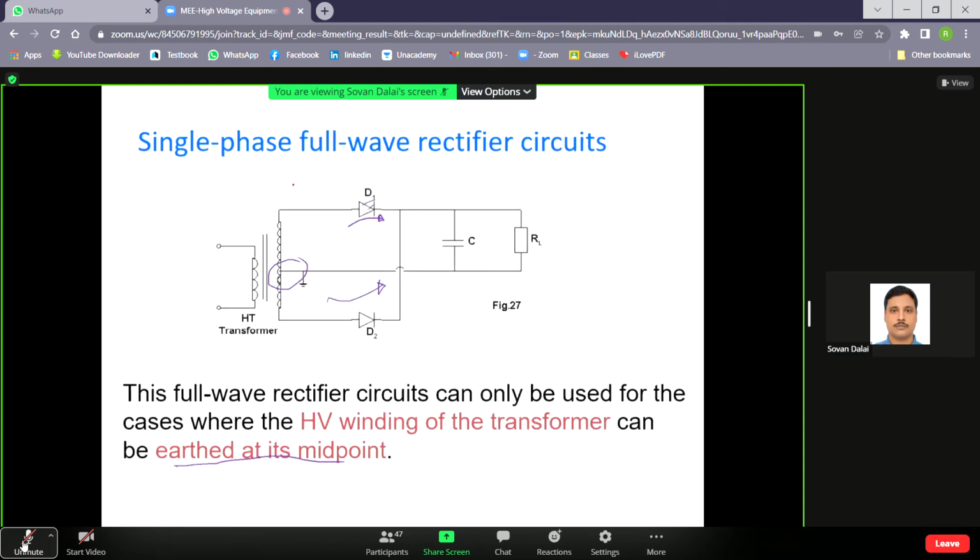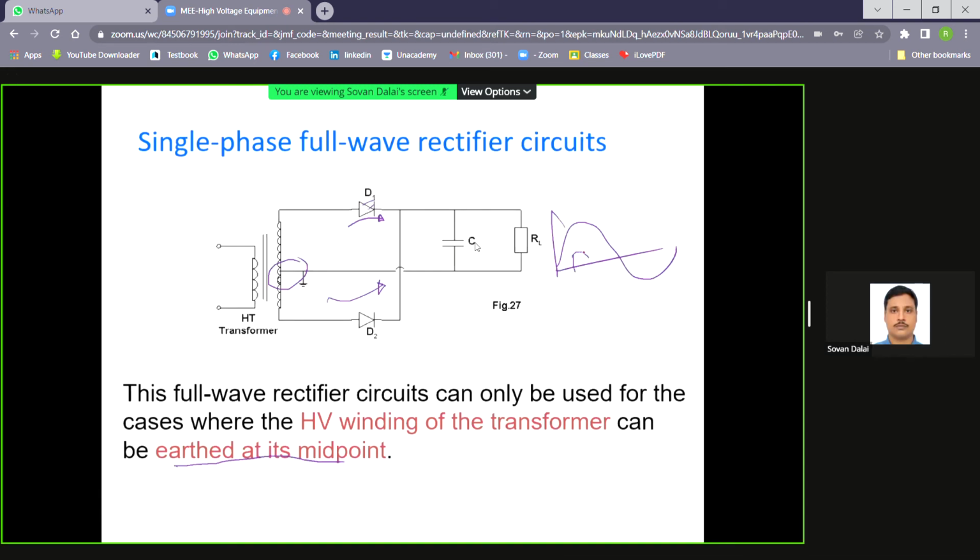Yes, because there is more or less in both the halves conduction period, they are not identical, but they are more or less close to that value.